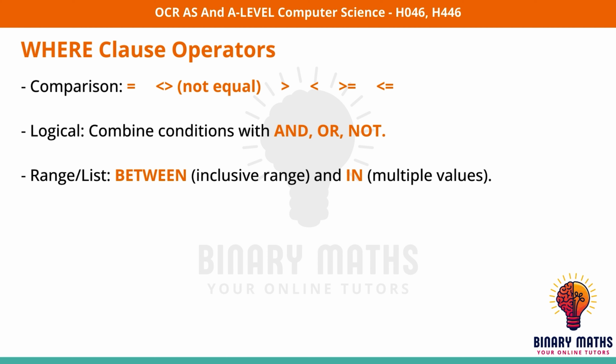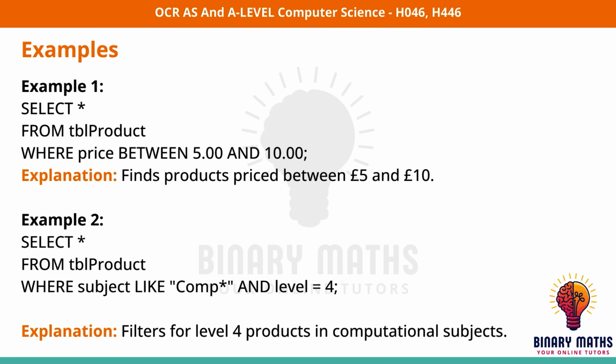The WHERE clause is where you add conditions to filter your data. You can use different operators to create these conditions. For example, comparison operators, logical operators, range, and list operators. Let's look at a couple of examples. Let's say we want to find all products priced between £5 and £10. We'd write what we can see on the screen.